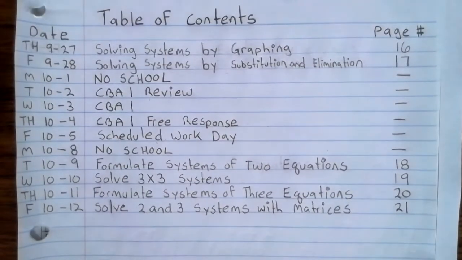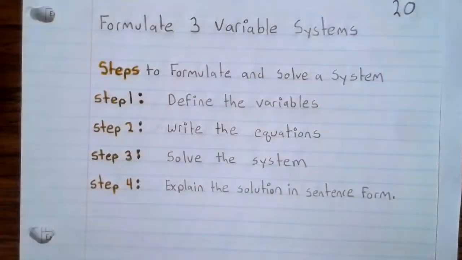Okay, Wildcats. Today we're looking at Thursday, October 11th, formulate systems of three equations, and that's on page 20. If you would, update your table of contents. All right, now your table of contents are updated. Let's take a look at the notes.